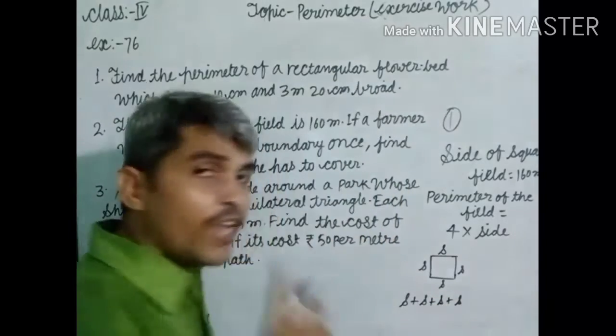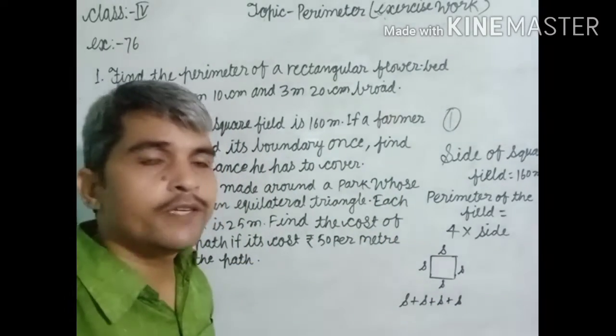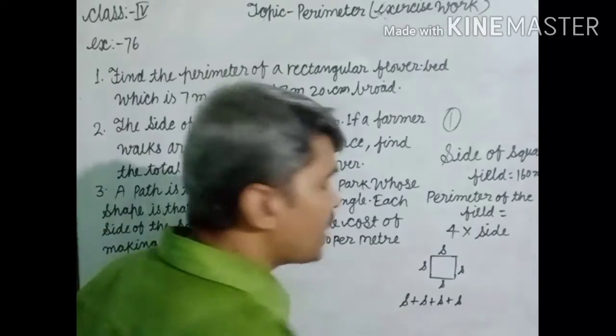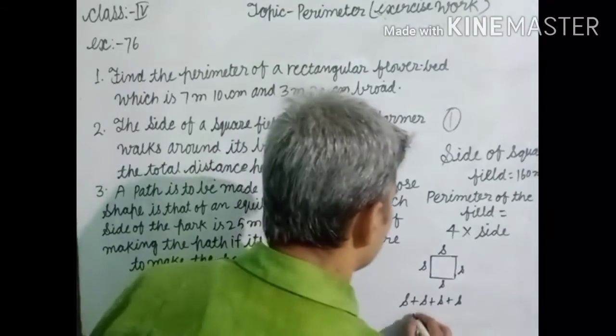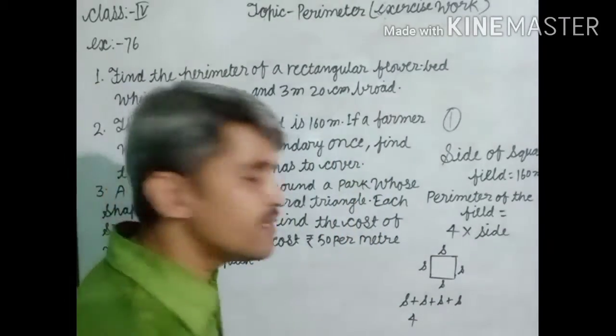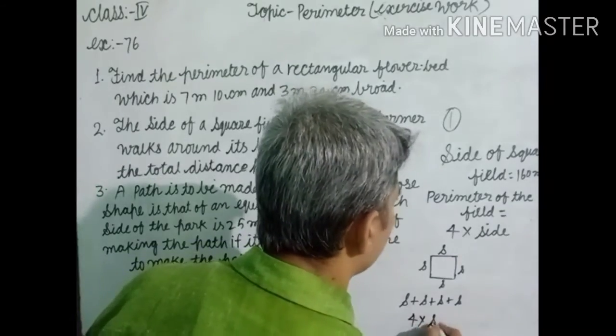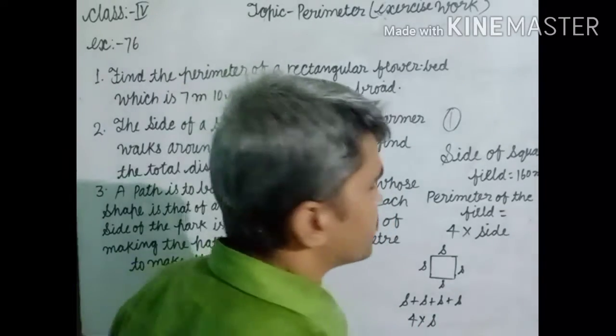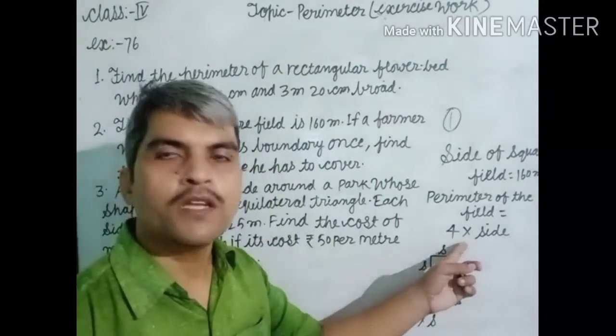side plus side plus side. Additions like this you read in class 3. How many times does the side come? 4 times. Which letter comes 4 times? Yes, s. So you multiply 4 with s. That means 4 times side. This is how to find out such a formula.